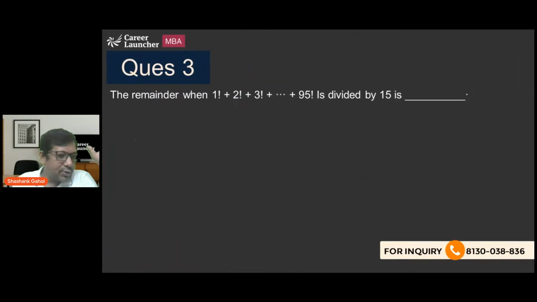Now let's start this question. What does it say? Question number 3. If anyone has any doubt or you are confused at any point, then kindly do ask.